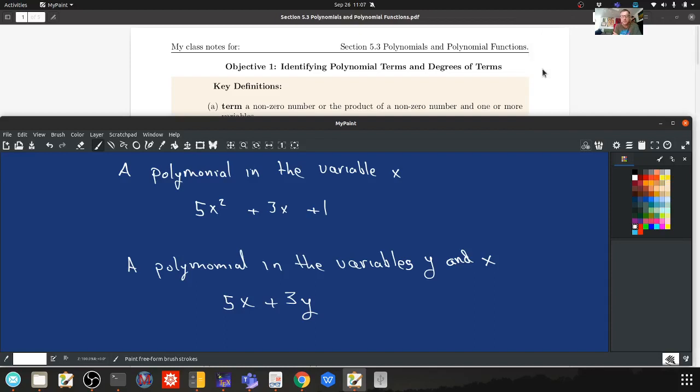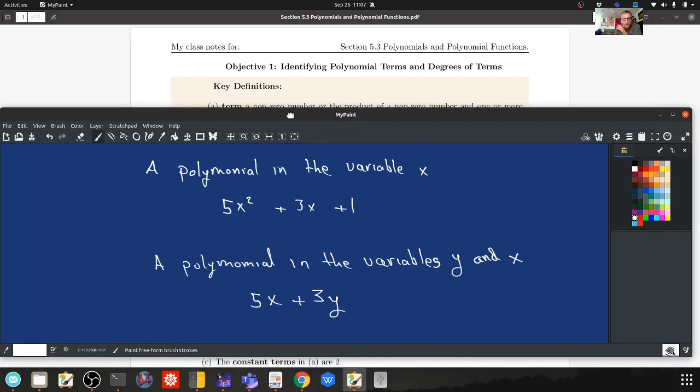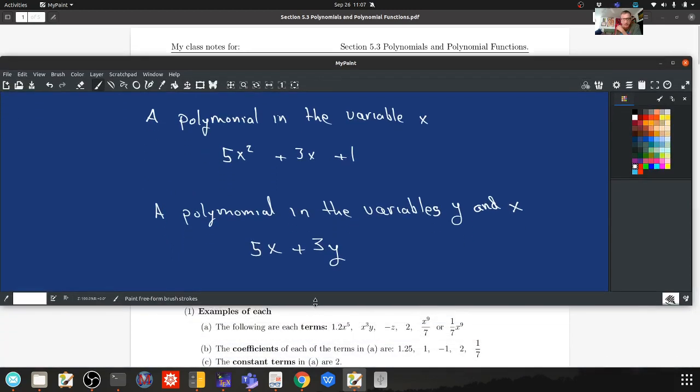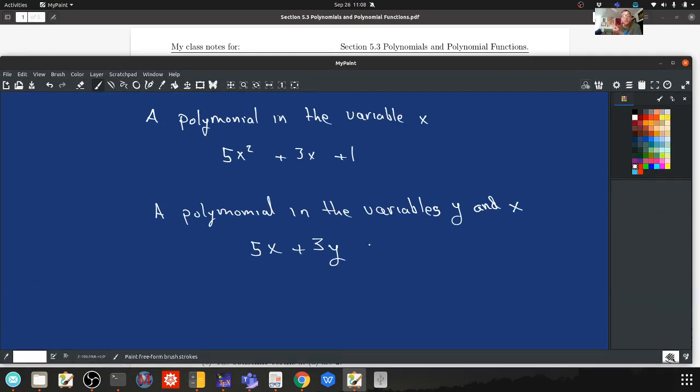Okay, let's start on section 5.3, an introduction to polynomials and polynomial functions. So I've just given right here two examples of polynomials. We've got a lot of definitions. The definitions are important because I will use them and you need to know what I'm talking about when I use them.